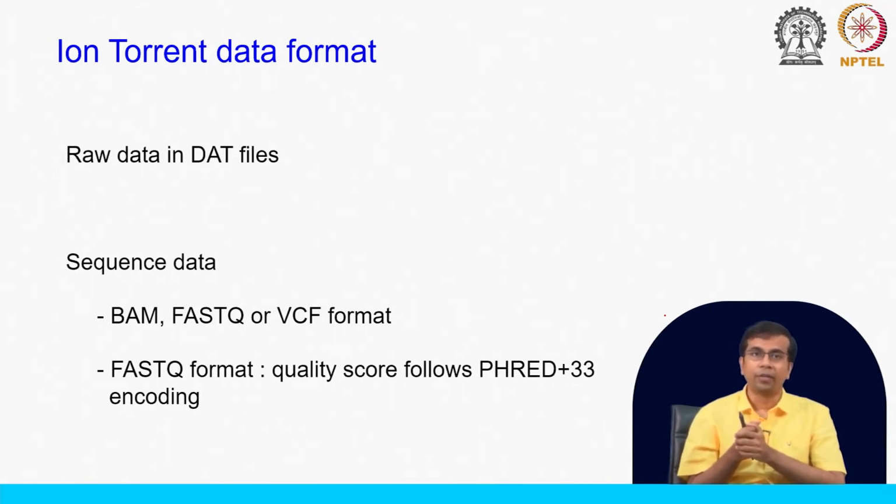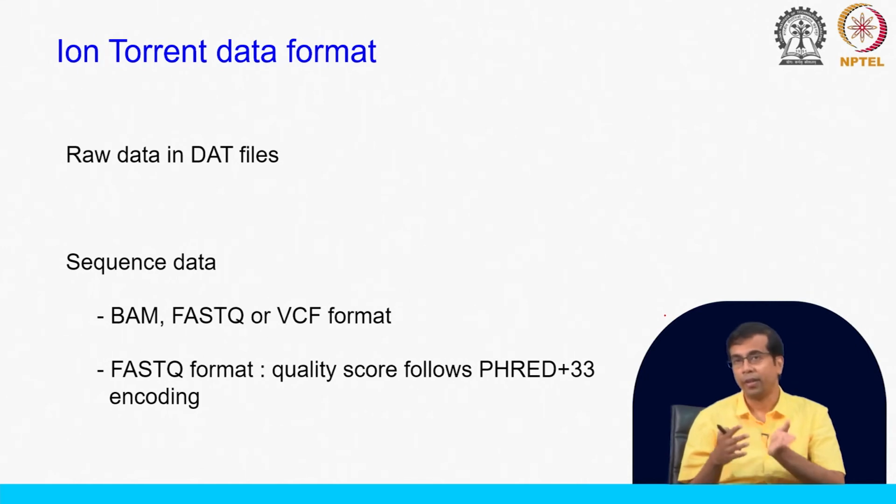So, FASTQ data, again, if we can get the data in FASTQ, we can use all the tools that are available for Illumina data analysis, and here in the FASTQ format the quality score follows Phred plus 33 encoding. So, again you know the actual quality score, you know the actual error rate, you can calculate it yourself.